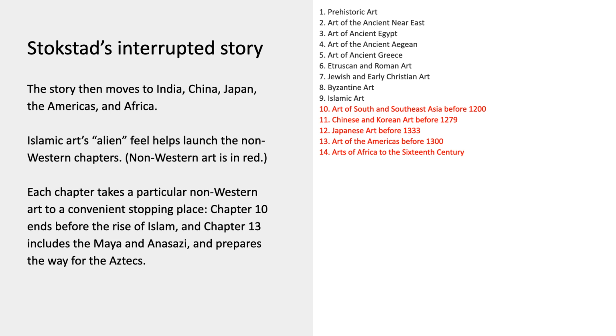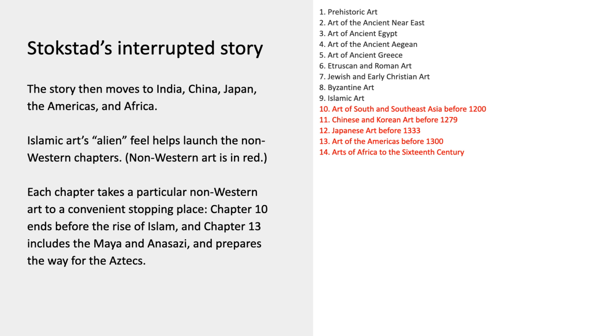Stockstad has to start and restart these stories, sometimes from prehistory, in each of these chapters, 10, 11, 12, 13, 14, and then bring them up to an ending point that will be more or less where her chronology of Western art is. So she wants a kind of continuity, a kind of timeline still, even though it has to have these flaws in it.